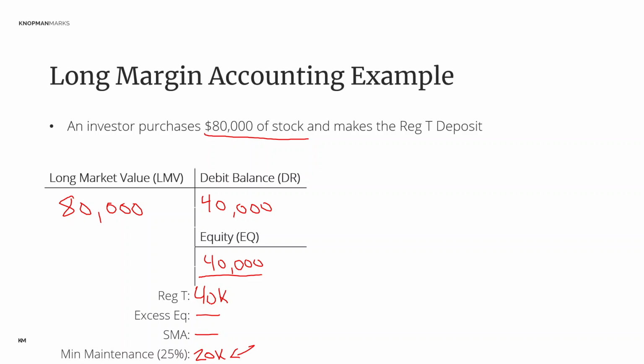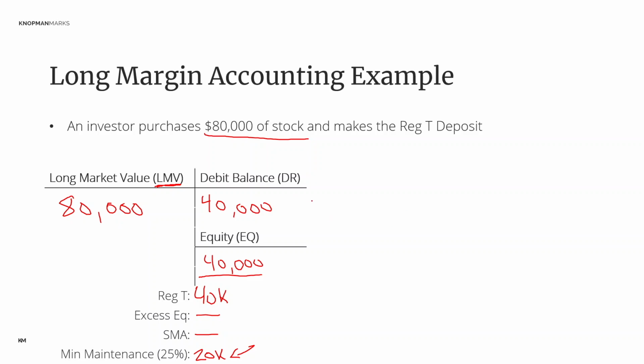Couple things to keep in mind here. The long market value, that's the value of the stock. So for any margin accounting question on the test, you have to consider, is the long market value changing? If the long market value is not changing, if the value of the stock is not changing, this long market value will stay the same. For example, if you deposit cash, that doesn't change the value of the stock. LMV will stay the same.